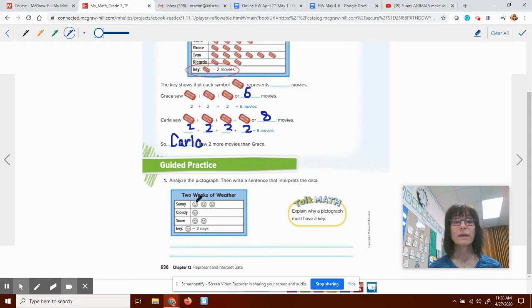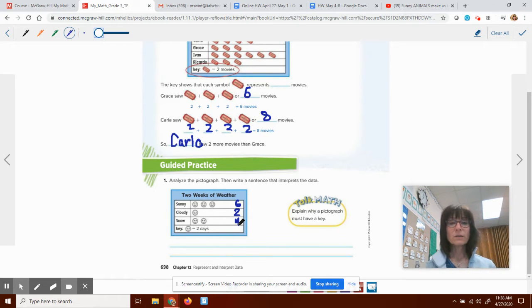So I know I have 2, 4, 6 sunny days here. I have 2 cloudy days. And I have 2, 4 snowy days. Sounds like the weather in Ohio. We've got sun one day, clouds the next day, and snow the other day.